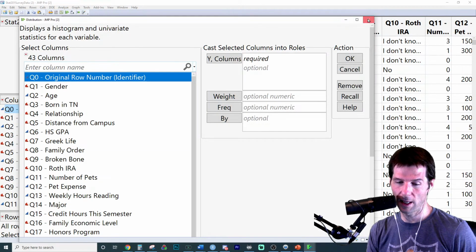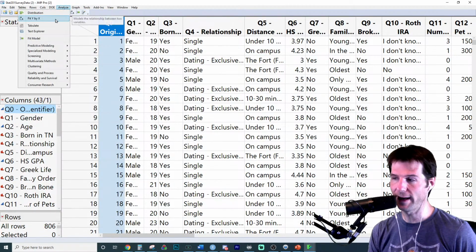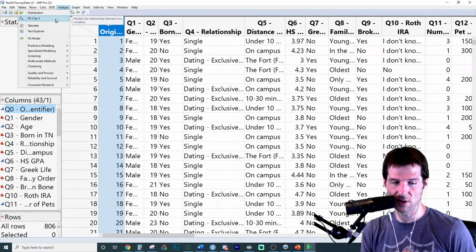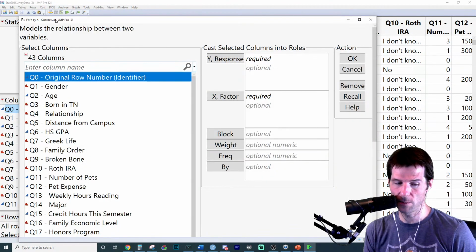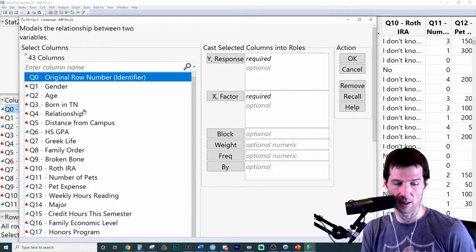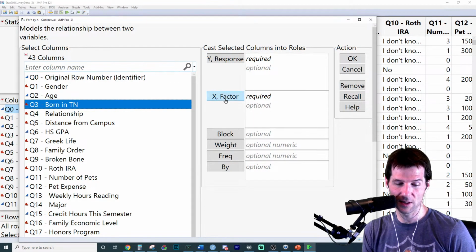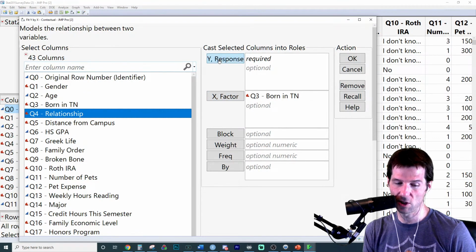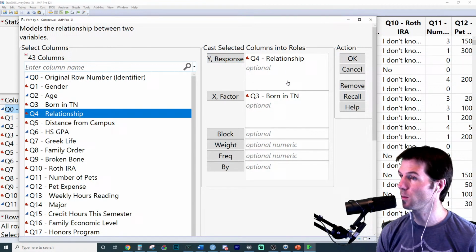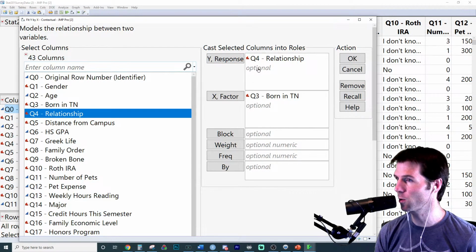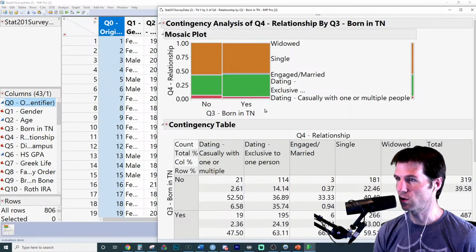We're going to go here to Analyze, Fit Y by X. Fit Y by X is going to allow us to do bivariate relationships. Let's look at somebody being born in Tennessee. Does that explain their relationship status? We're going to get a mosaic plot because we have categorical variables. And it doesn't look like there's much of an association.